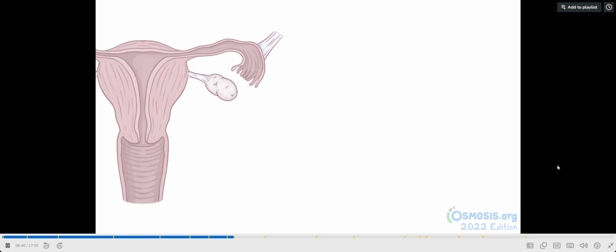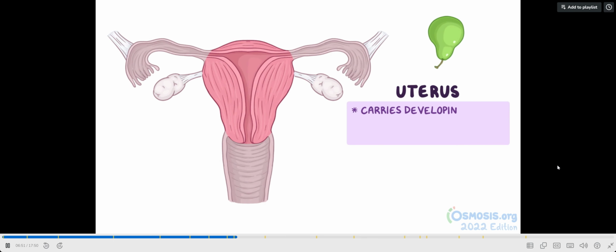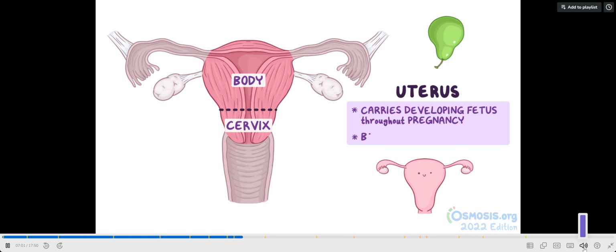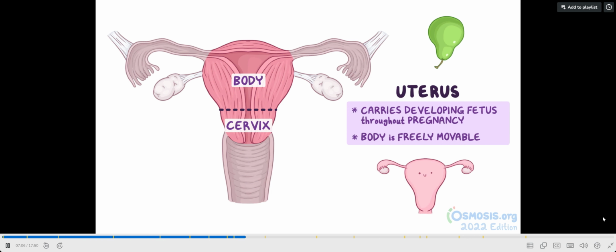Alright, now let's look at the uterus, which is a hollow, pear-shaped organ that carries the developing fetus throughout pregnancy. The uterus has two main parts called the body and the cervix. Let's start with the body, which forms the upper two-thirds of the organ. It is freely movable and lies between the layers of the broad ligament. The superior, rounded part of the body that lies above the uterine openings of the uterine tubes is called the fundus of the uterus. The inferior part of the body forms a constricted segment called the isthmus of the uterus, which is where the body of the uterus is continuous with the cervix.